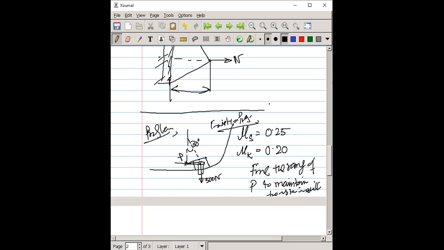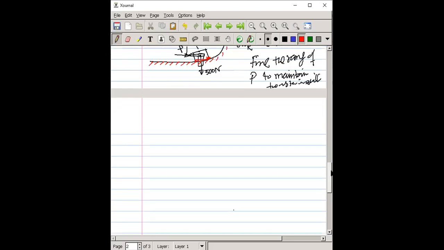And where is that friction happening? That friction is happening here, on this common surface. This is your surface. So how to solve this type of problem?